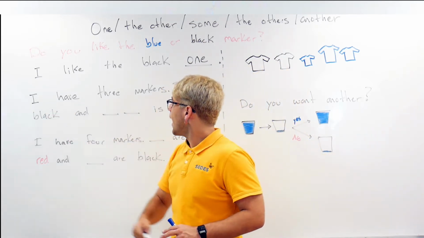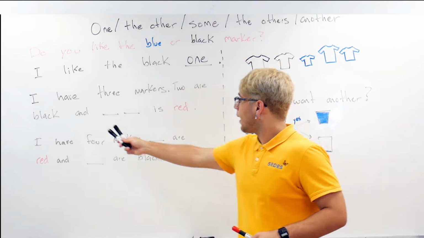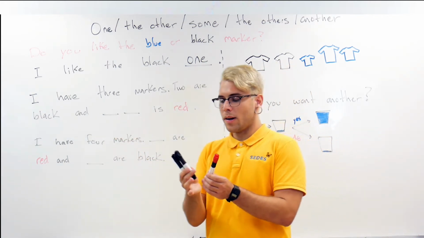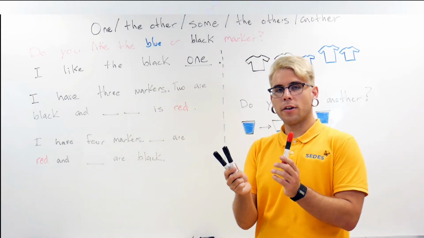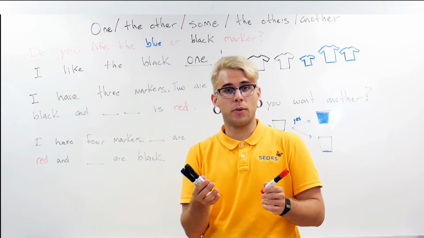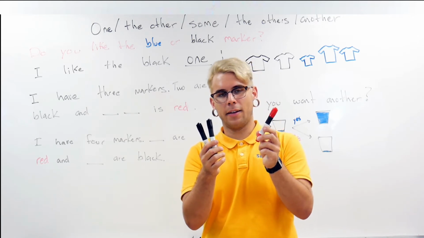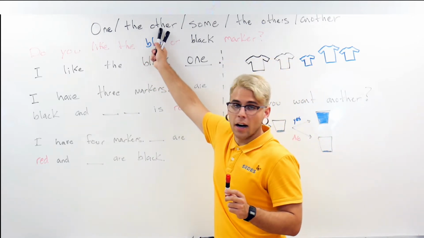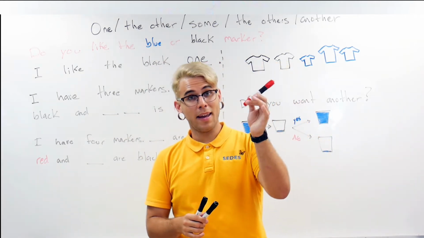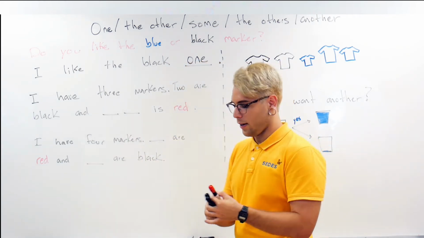read this sentence. I have 3 markers. 2 are black. See, 2 are black here. And blank, blank is red. So remember what I said earlier. What word do we use when we talk about something that is the last thing from multiple? So we have plural amount, so now we have 3. And we're talking about the last thing. We use the other. I have 3 markers, 2 are black. The last one remaining, only 1 left, is the other. And the other is red.